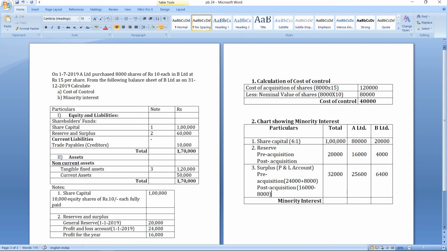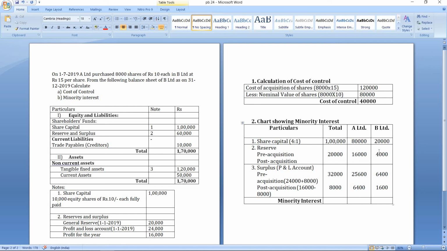Now post-acquisition profit for us will be, out of this profit for the year, 16,000 minus the pre-acquisition part of the profit, that is 8,000. So our remaining profit will be 8,000. Now this 8,000 is to be divided between holding company and remaining shareholders. So 8,000 into 4 divided by 5, that will be 6,400. Similarly, for remaining shareholders, 8,000 into 1 divided by 5, that will be 1,600.